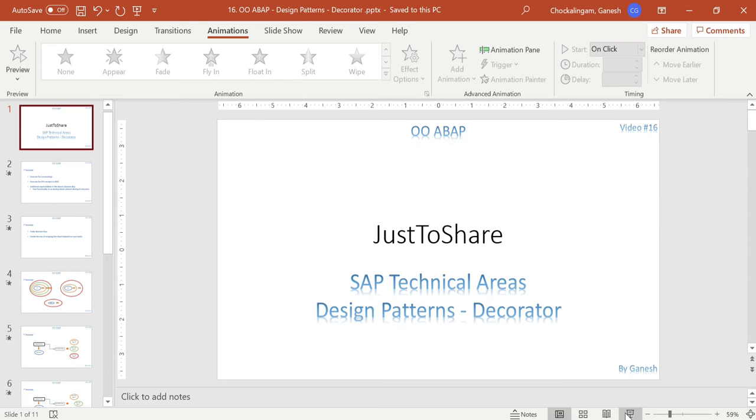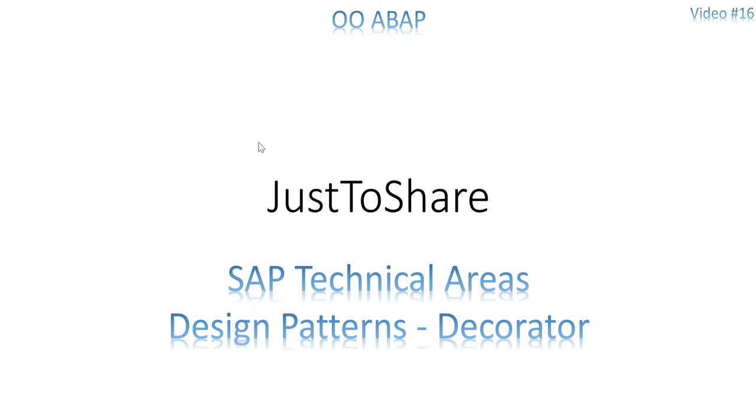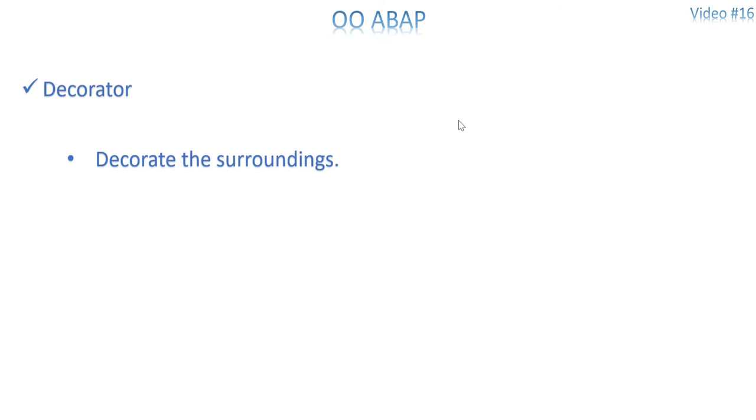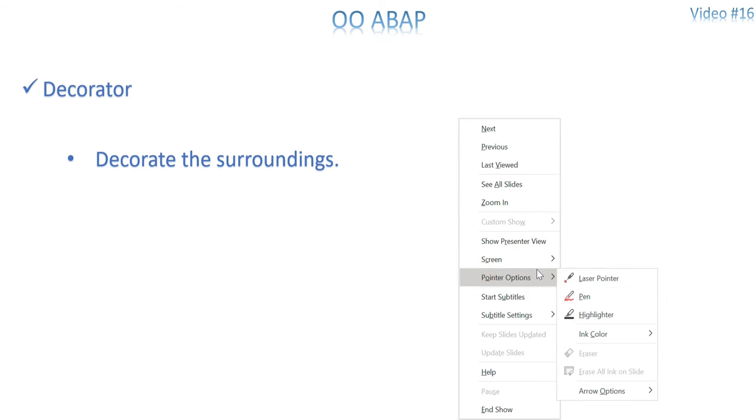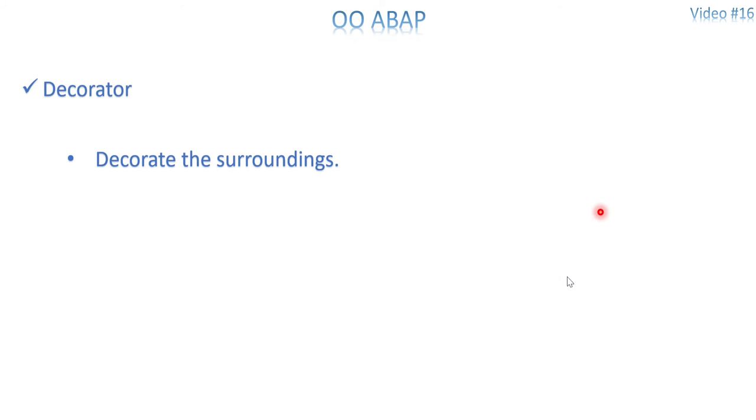Let me get into the slide. So decorator, the general meaning is decorate. If you want to decorate your home or your surroundings, you know what decorate means, right? We have an existing thing that's already available, and without disturbing it, we add some more decoration on it. If you have a home already, you decorate it as per your need. The same thing we are going to apply to the object-oriented concept as well.